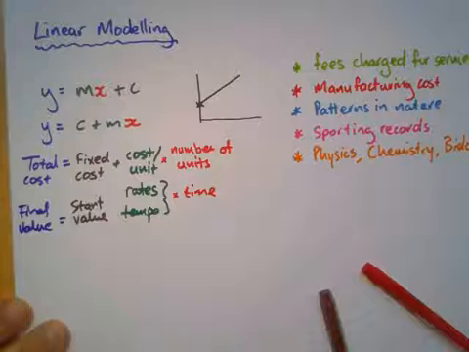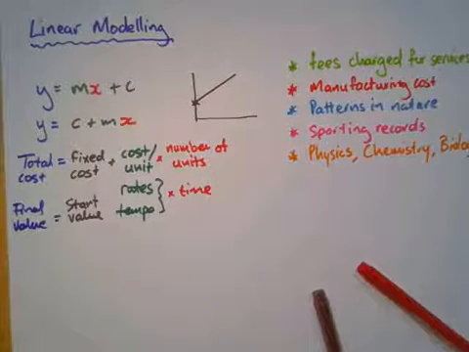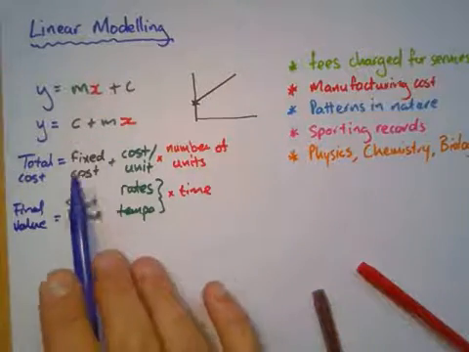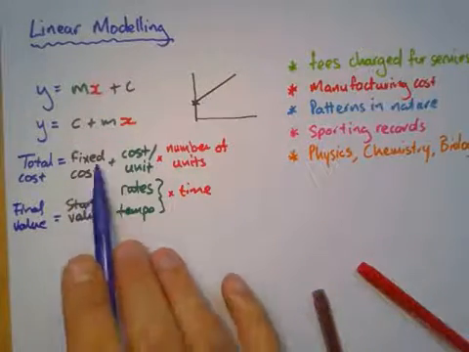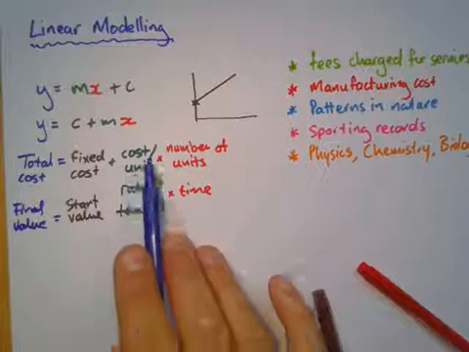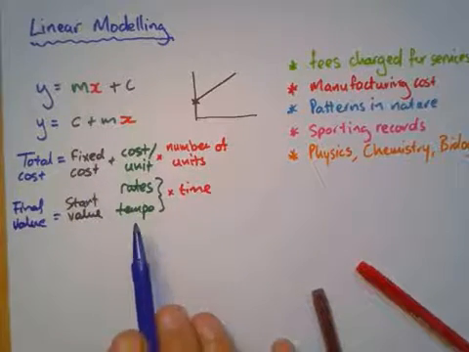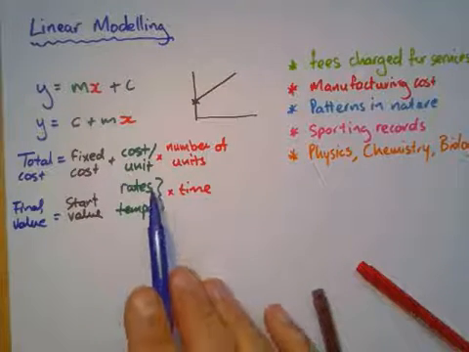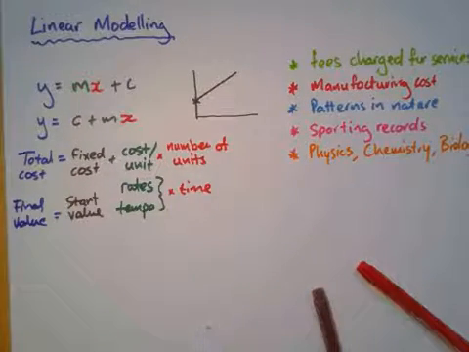Please have a look at the videos on the examples to understand this a little bit better. But it comes down to our total, our final value will always be our fixed cost or our starting value, plus whatever rate there is, or the tempo, or the cost per unit, multiplied by the number of units or the time when you're working with rates and tempos.